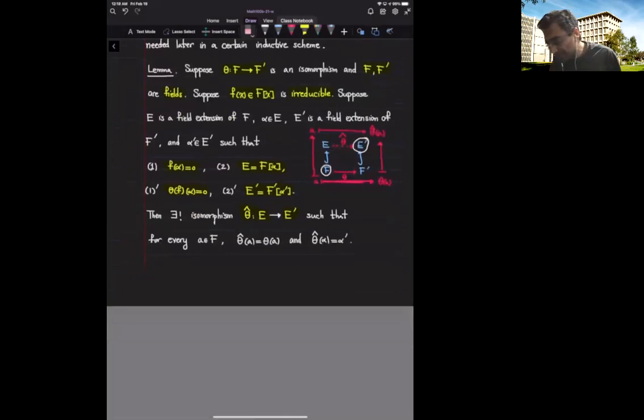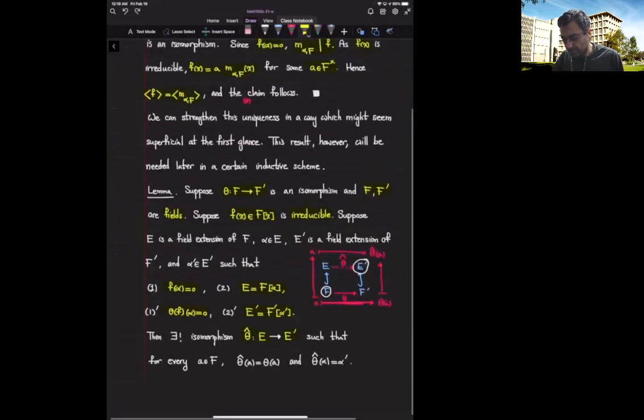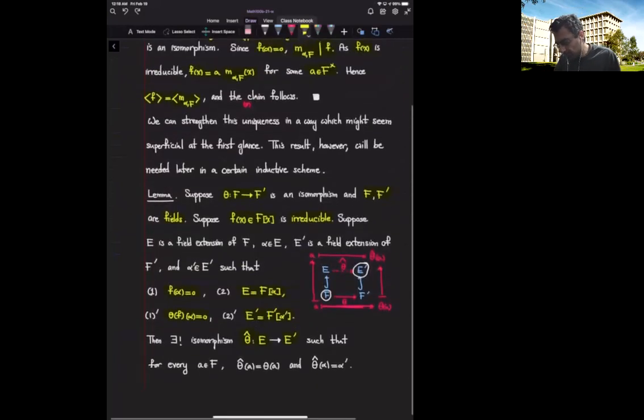So altogether, what we are saying is that if E has a zero of the irreducible polynomial small f, and it is generated by this zero, and E prime has a zero of theta of f, and it's generated by this zero, then there is a unique isomorphism from E to E prime with the following properties: first of all, the restriction to F should be the same as theta, and second, the zero alpha of f is supposed to be sent to the zero alpha prime.